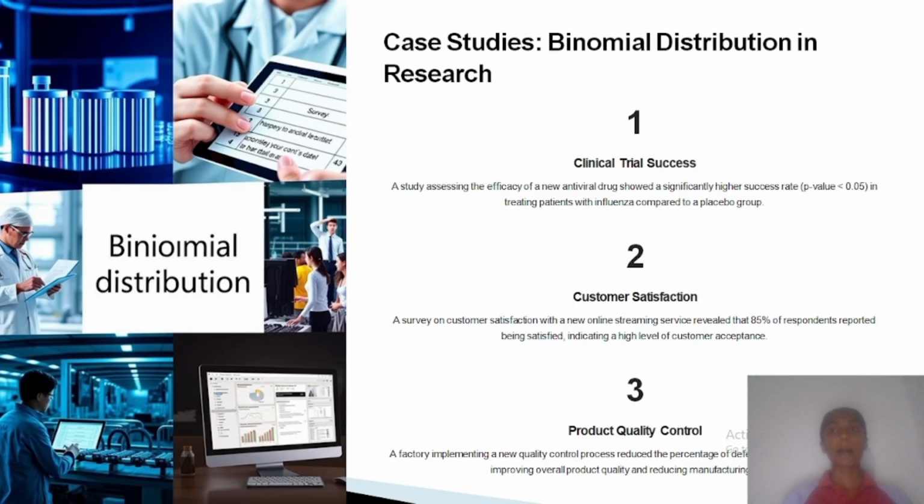Case studies. Binomial distribution in research. Clinical trial success. A study assessing the efficacy of a new antiviral drug showed a significantly higher success rate in treating patients with influenza compared to a placebo group.